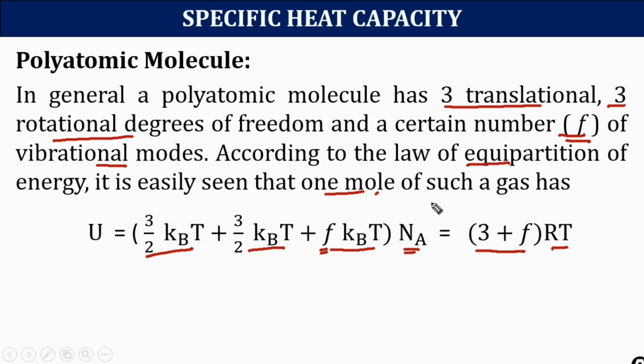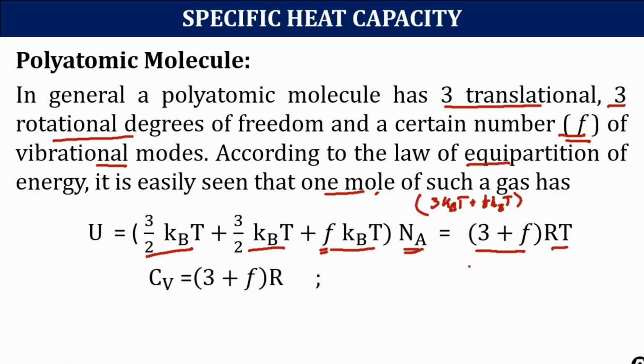Easy. 3 by 2 kBT plus 3 by 2 kBT will be equal to 6 by 2 kBT, or that will be equal to 3 kBT ಬರ್ತಾ ಇದೆ plus F kBT. ಇಲ್ಲಿ ಕಾಮನ್ ಇರುವ kBT ಅನ್ನು ಹೊರಗೆ ತಗೊಂಡು Na ಇಂದ ಮಲ್ಟಿಪ್ಲೈ ಮಾಡಿದಾಗ we will get R. The remaining term will be equal to (3 plus F) RT.